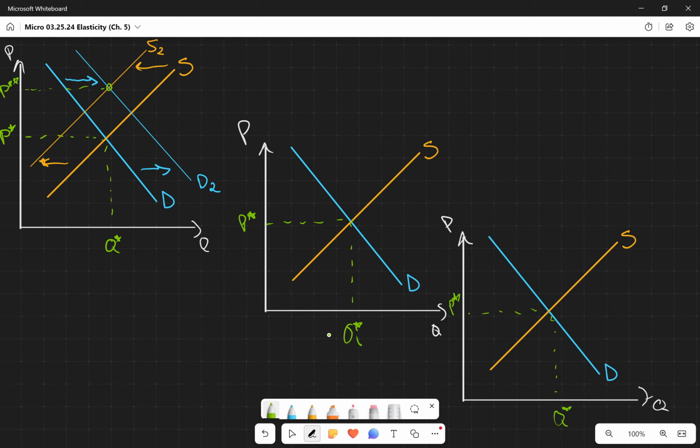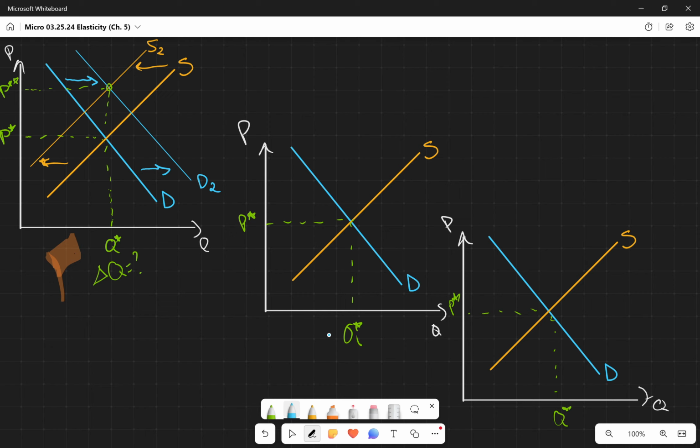And so the way that I drew it, it looks like it's right on top of the old Q star, right? And that should be like a big red flag. When you see that, we should be like, oh man, that's a red flag, because it's never exactly the same. So that's telling me that my change in quantity is ambiguous. Now, why?